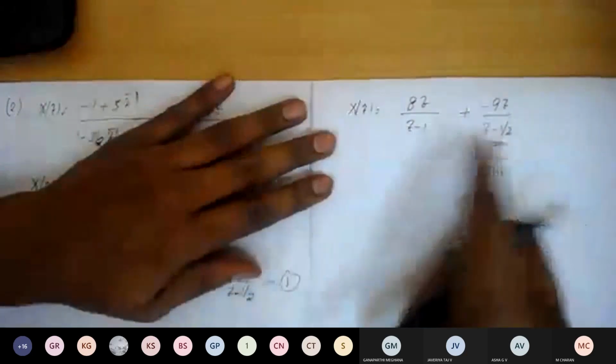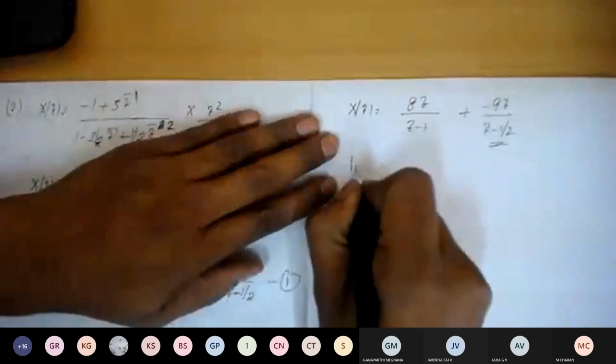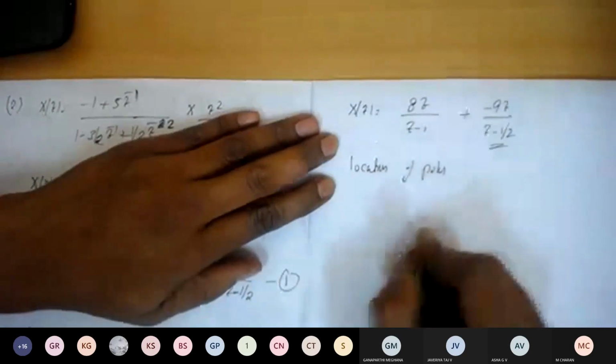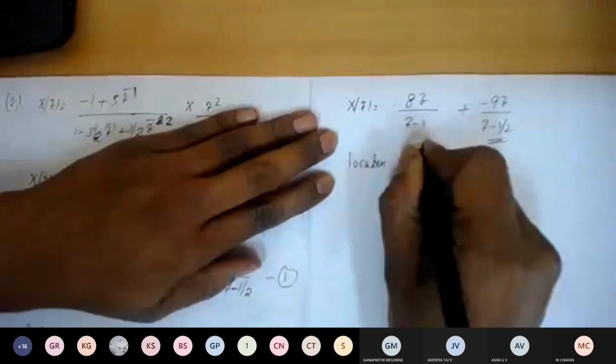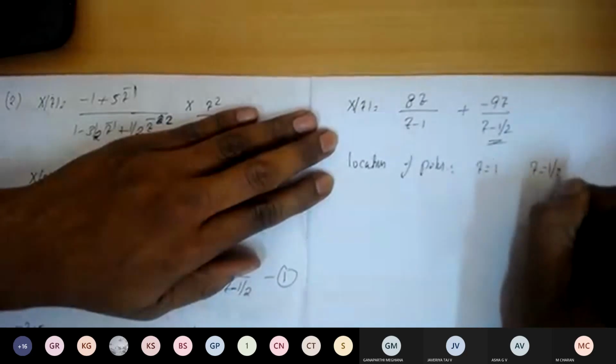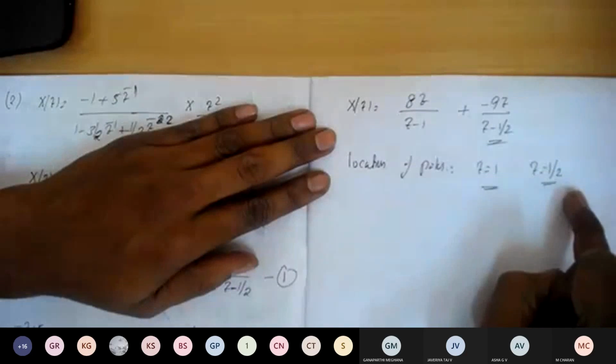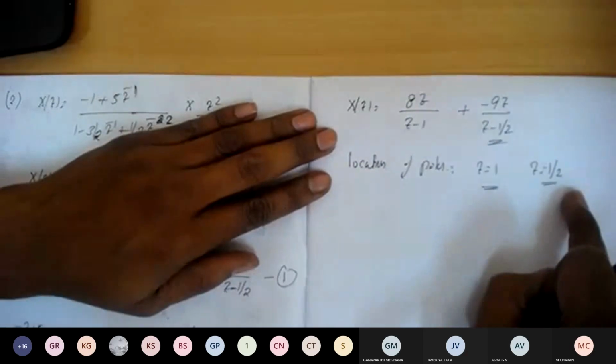Now what we can do is let us find out the location of the poles here. The location of poles are nothing but one is at z = 1 and the other one is at z = 1/2. The two poles are present at z = 1 and z = 1/2.